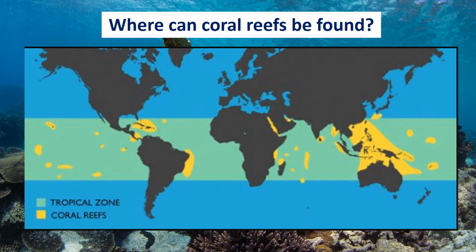Where can they be found? So coral reefs are found within the tropical zone, so within the area 30 degrees north and south of the equator.